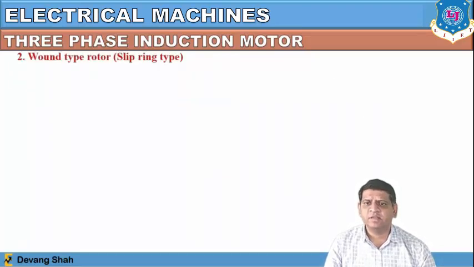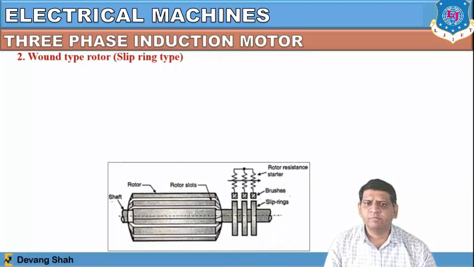Another type of rotor we define as a wound type rotor or slip ring type of rotor. You can see the rest of the arrangement is the same as the squirrel cage, but here we add external resistances to control the speed of the rotor, in another sense to control the torque of the rotor. This rotor has a resistance starter, which is fixed through the slip ring and brush. So it is defined as a slip ring type of rotor.